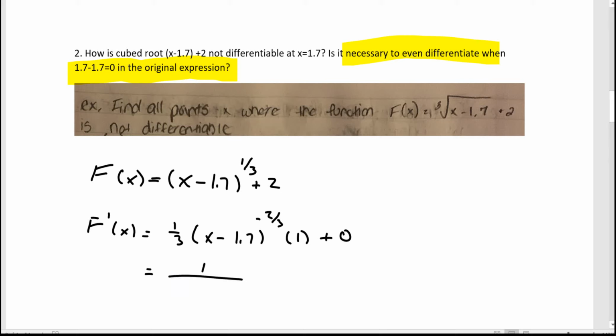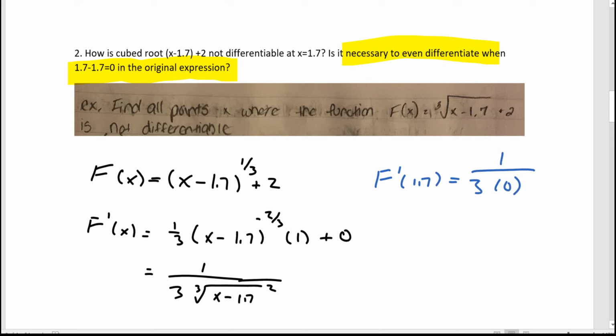So this would be 1/3 cubed root of x minus 1.7 squared, if you want to write it that way. We could write it to the 2/3 or whatever. Okay, so the reason it's not differentiable then is if we try to evaluate f prime of 1.7, we're going to wind up with 1/3 times 0, which is just 1/0, and that is undefined. So it is not differentiable right there.